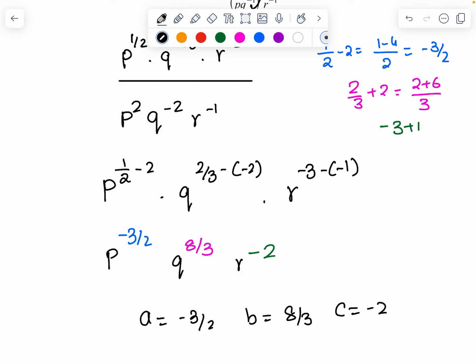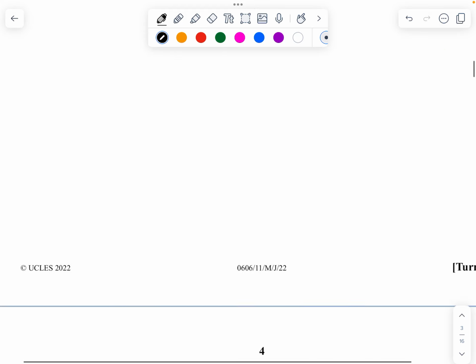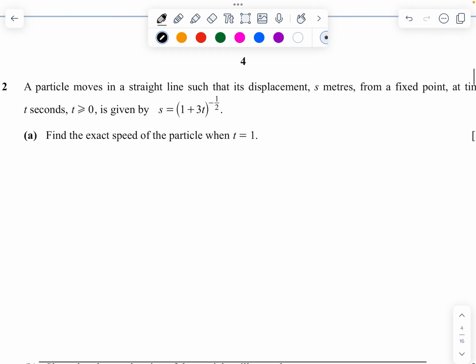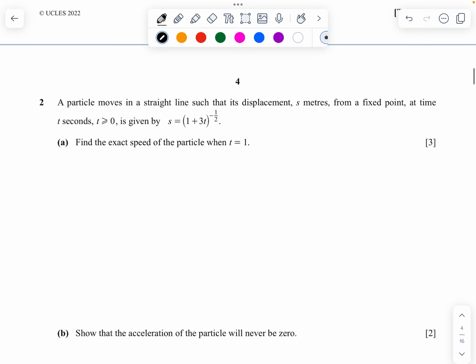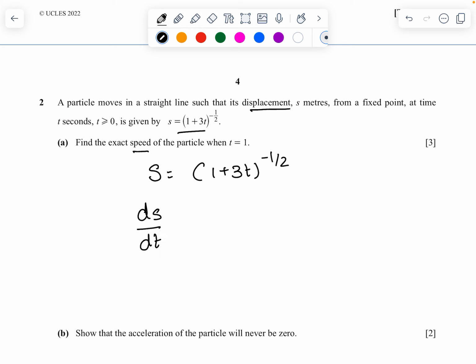Now coming to question number 2. A particle moves in a straight line such that its displacement s meters from a fixed point is given by this formula. Find the exact speed. Speed equals 1 plus 3t whole to the power of negative half. So what is speed? It is the derivative ds upon dt. So what is the procedure? It's going to be the chain rule.